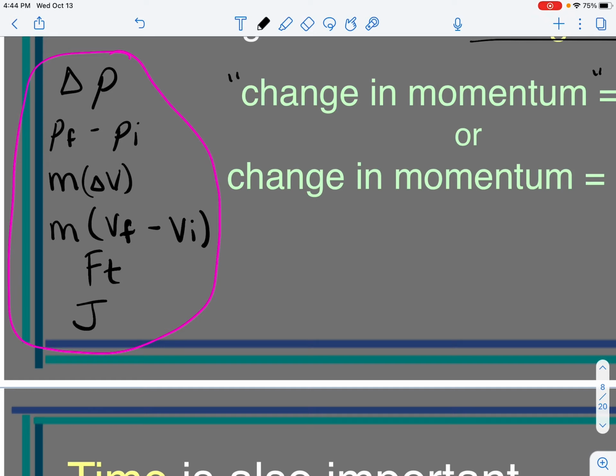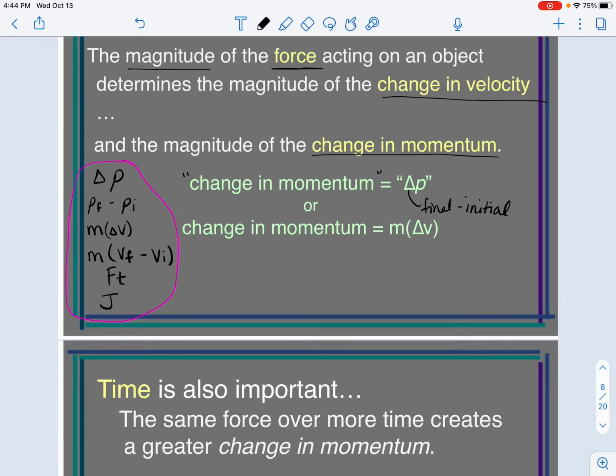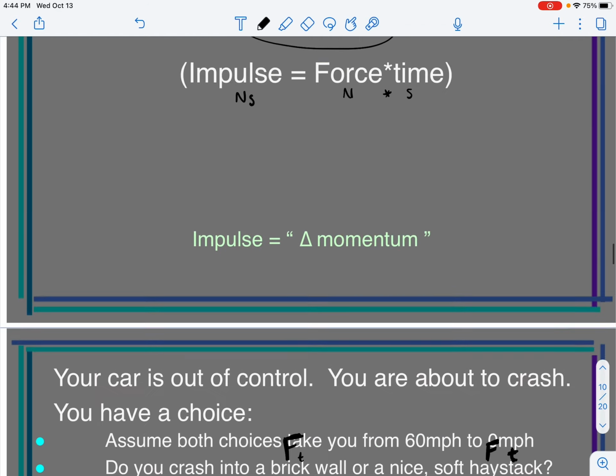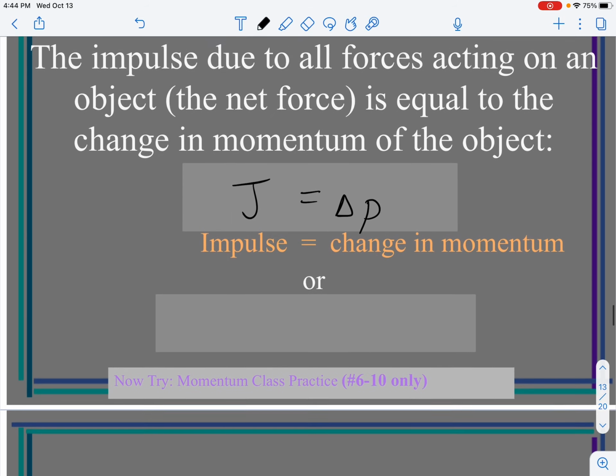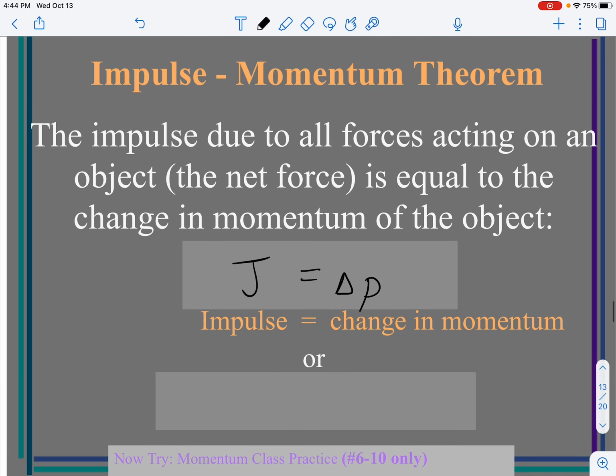So please understand that all of these things are interchangeable. They are synonymous. They are equivalent to each other. I can use any version of change in momentum that you see here for any of the questions. It just depends on what I am given in the problem and what variable I am solving for, okay?